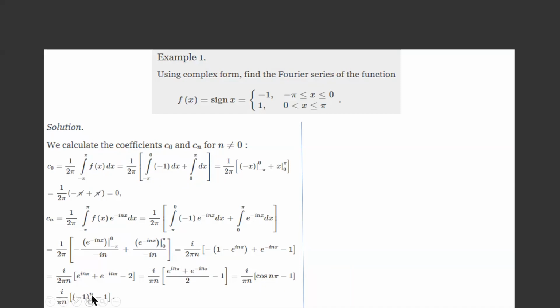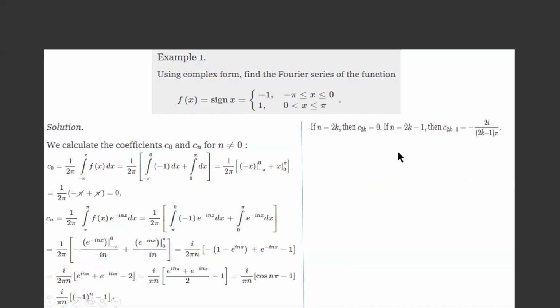If n is odd, you have minus 1, because cosine pi is minus 1, cosine 3 pi is minus 1, cosine 5 pi is minus 1. And when n is even, you have positive 1, because cosine 2 pi is 1, cosine 4 pi is 1. So you have this formula for your Cn, which is better than finding An and Bn.